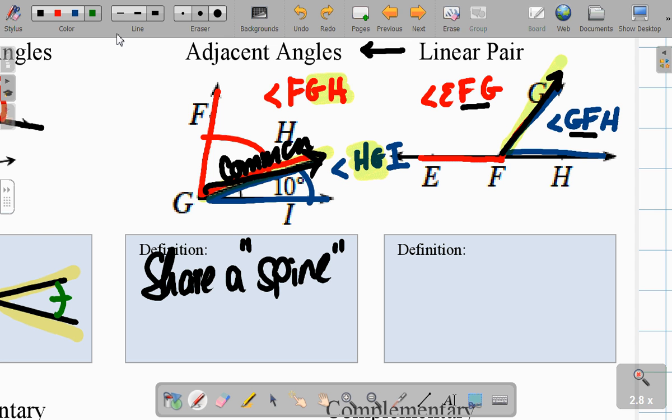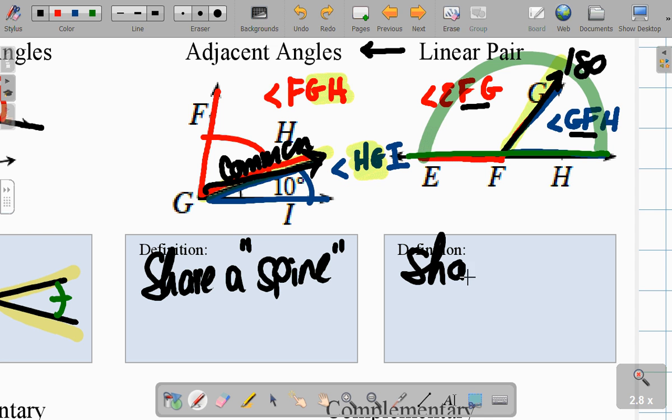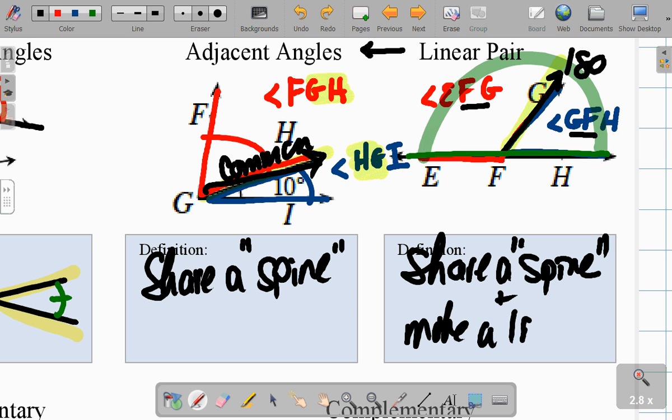Hint, hint, hint, hint. Trace a straight line. Okay, ready? Sweep. How many degrees is that? Bingo. So all linear pairs always add up to how much? Bingo. Definition: share a spine. And you got me. Make a line. They do. I try hard. Share a spine. Make a line.